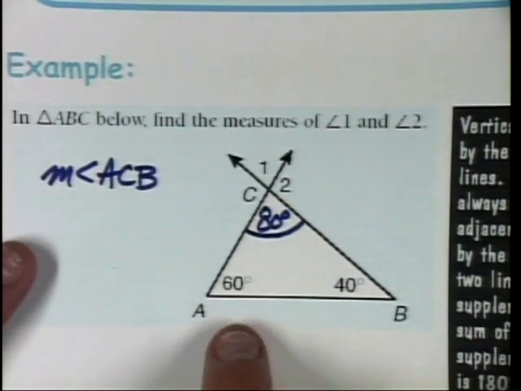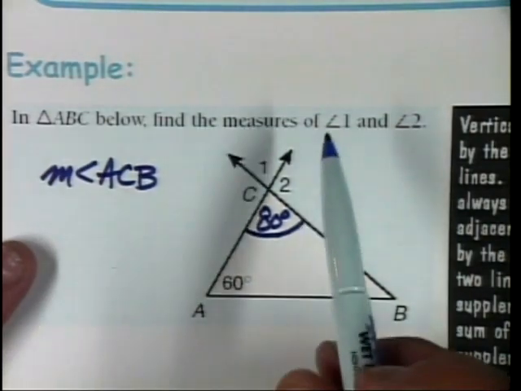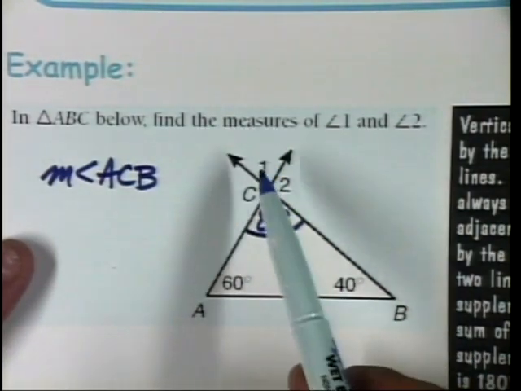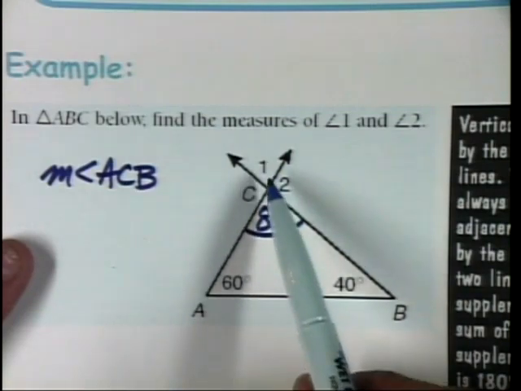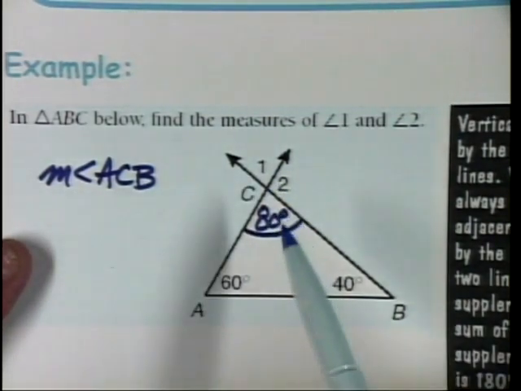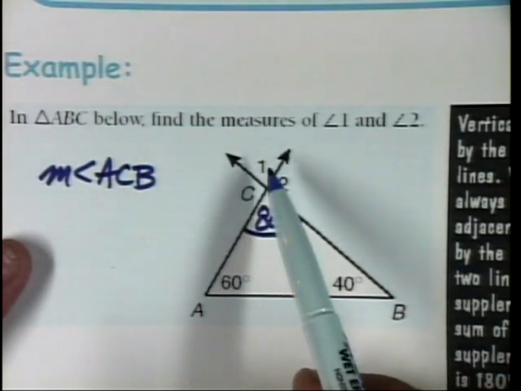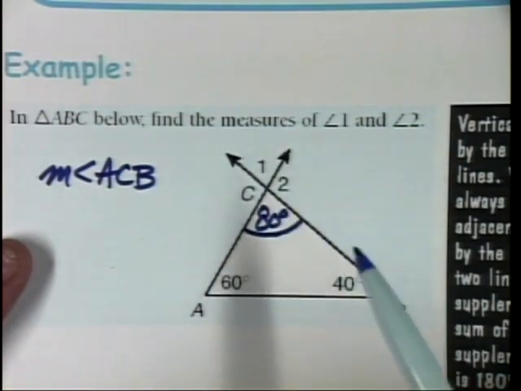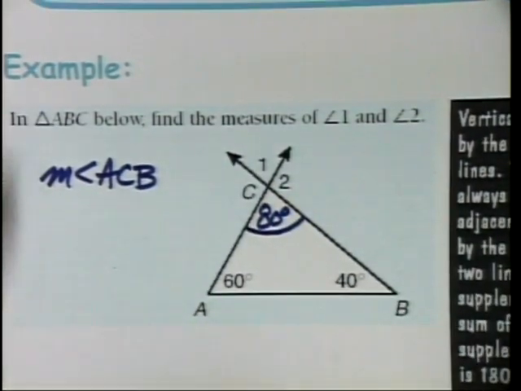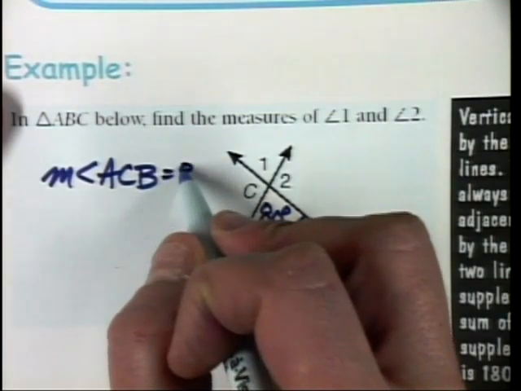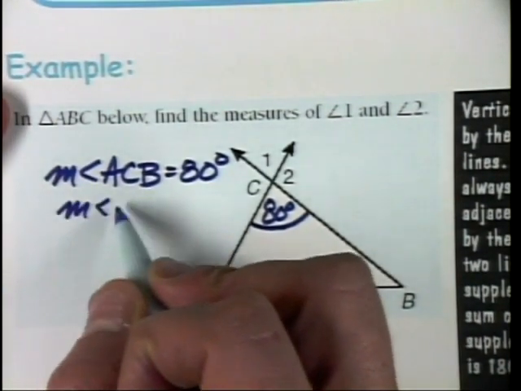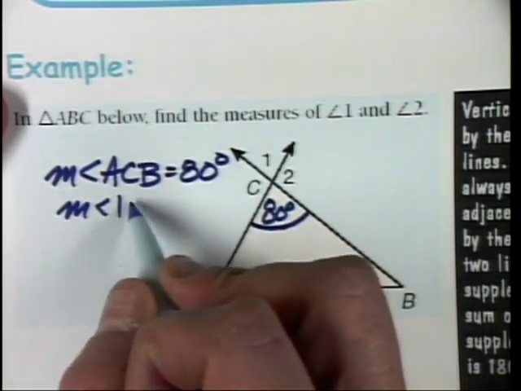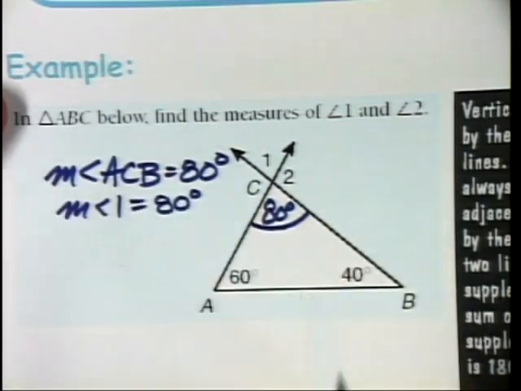Well, now that I know that the measure of angle ACB is 80 degrees, what is opposite it? Angle 1. Two intersecting lines form vertical angles, so vertical angles are congruent. So if this angle here is 80 degrees, then its vertical angle, namely angle 1, must also be 80 degrees. So let's go ahead and fill in what I have here. That's 80 degrees, and the measure of angle 1, because it's a vertical angle again, is also 80 degrees.